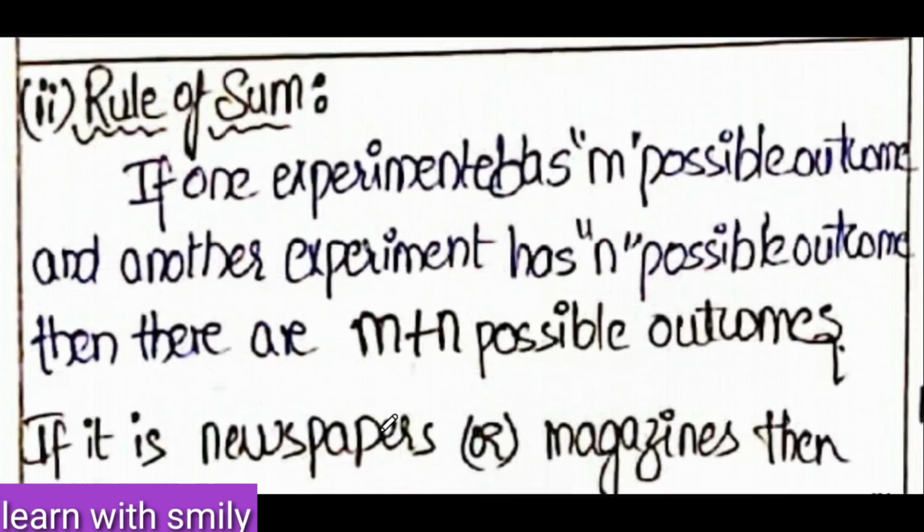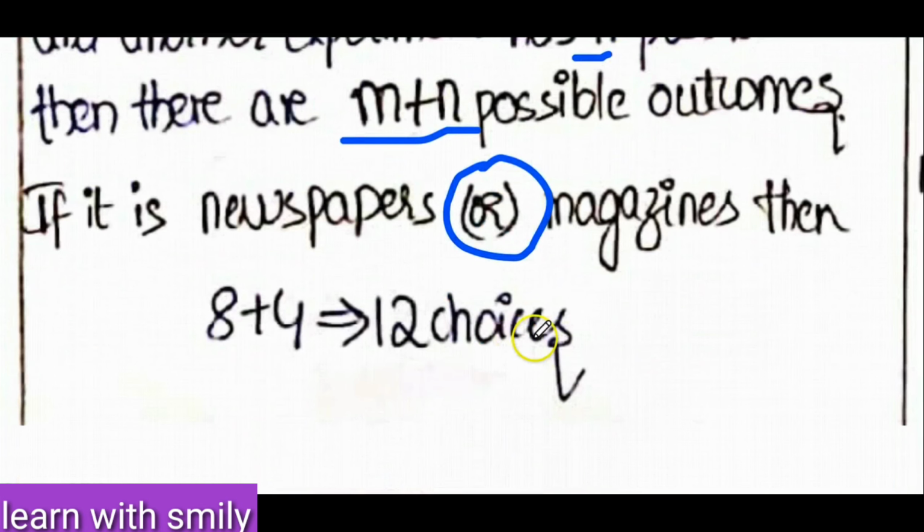Coming to rule of sum, for the same m possible outcomes and n possible outcomes for two experiments, the possible outcomes are m plus n. Here "or" is the keyword that helps you to perform the rule of sum. Similarly, for the same example, if it is "or", either a newspaper or a magazine, then we perform rule of sum. We are summing up the possible choices. Got it?